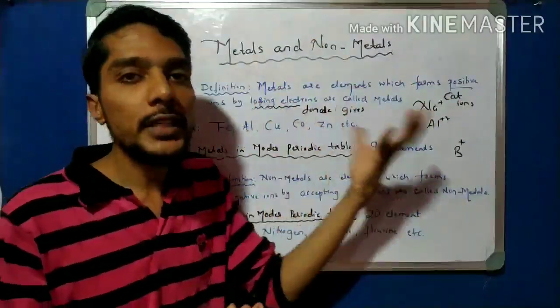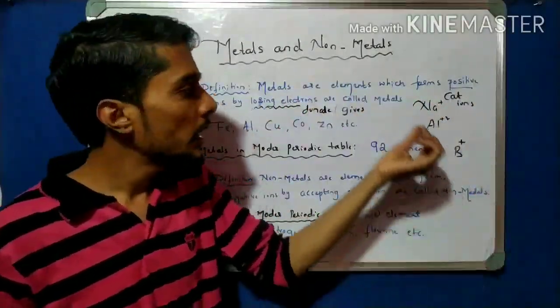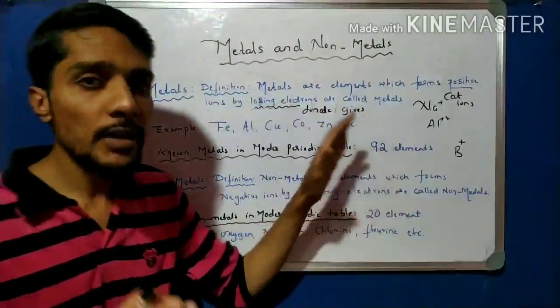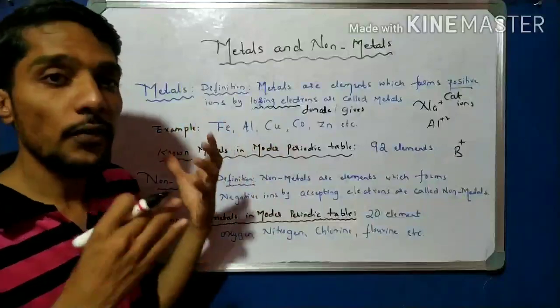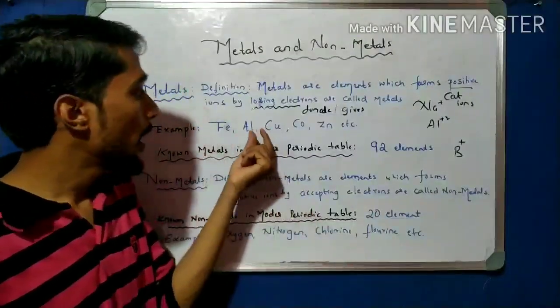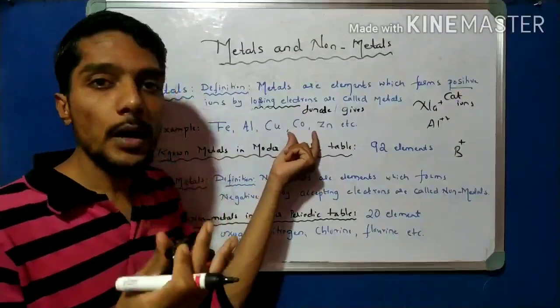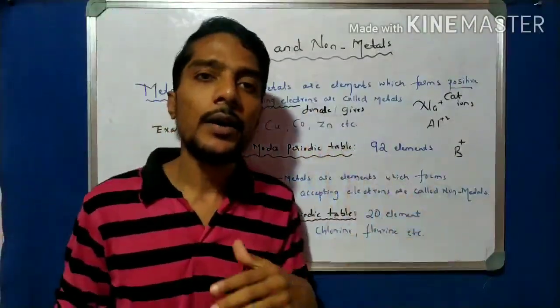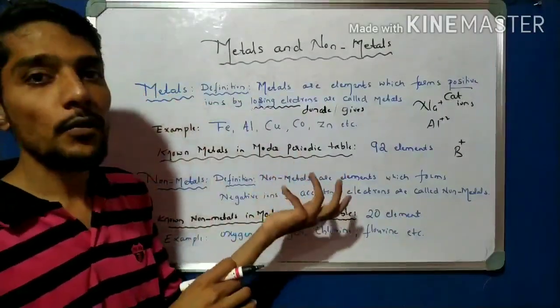Because of losing the electron, donating the electron, giving the electron, such elements are called metals. There are 92 examples. Some examples are: ferrous, that is iron, Fe, and aluminium, Al, copper, Cu, cobalt, Co, zinc, Zn, etc. And sodium, potassium, all these are also examples of metals.